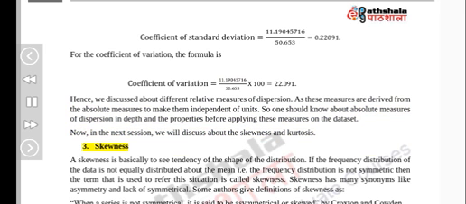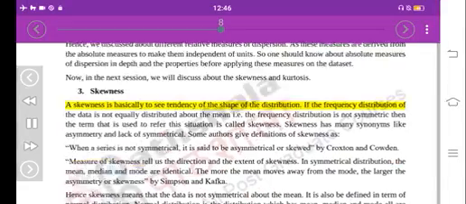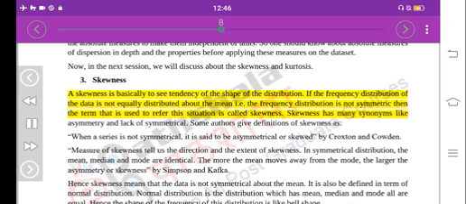3. Skewness. Skewness is basically to see the tendency of the shape of the distribution. If the frequency distribution of the data is not equally distributed about the mean, i.e. the frequency distribution is not symmetric, then the term used to refer to this situation is called skewness. Skewness has many synonyms like asymmetry and lack of symmetry. Some authors give definitions of skewness as: when a series is not symmetrical, it is said to be asymmetrical or skewed, by Croxton and Cowden.